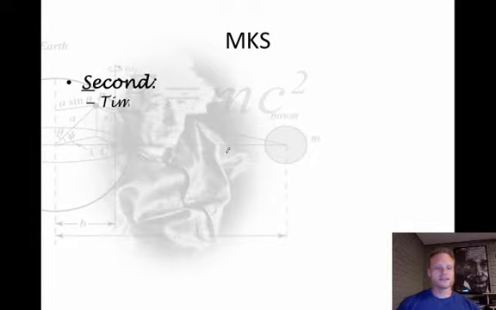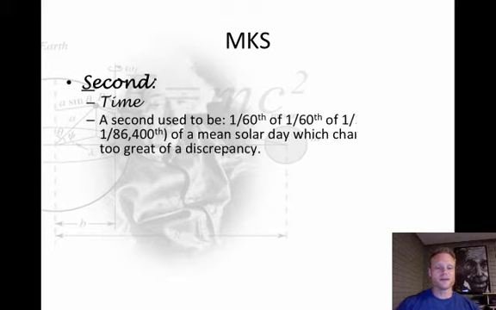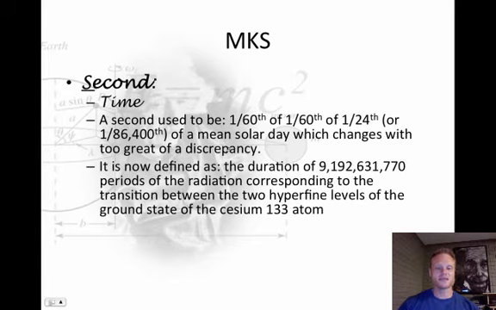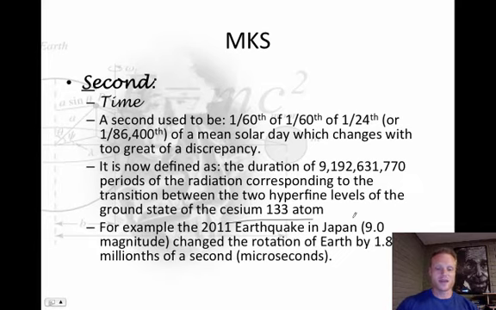The second is used to measure time. And back in the day, it used to be based off of the sun, how long a solar day lasted. And there was too much discrepancy with that. And so now it's defined as the duration of a number of periods of the radiation of cesium-133. Now again, you do not need to know this, but this is just how precise we're actually getting with our measurements. It's based off of the amount of periods that this radiation undergoes.